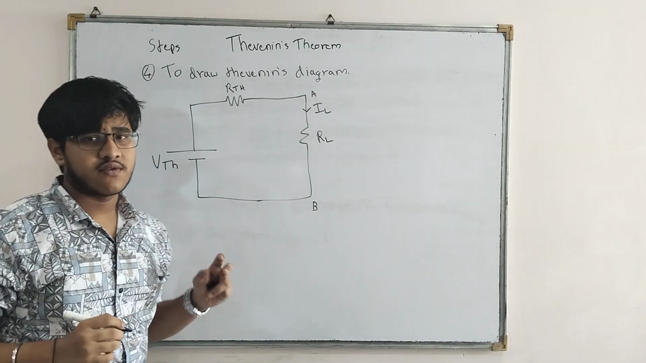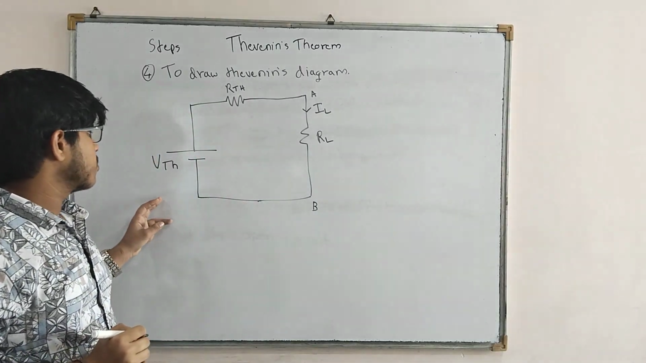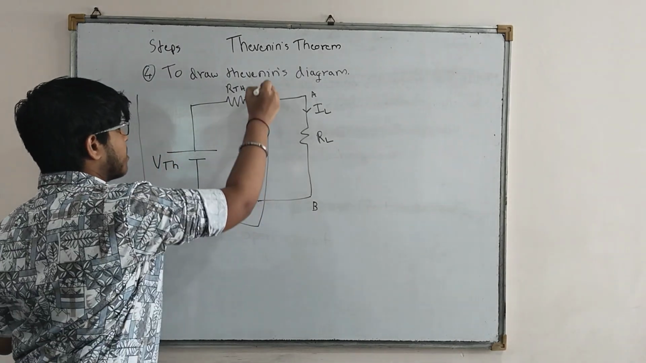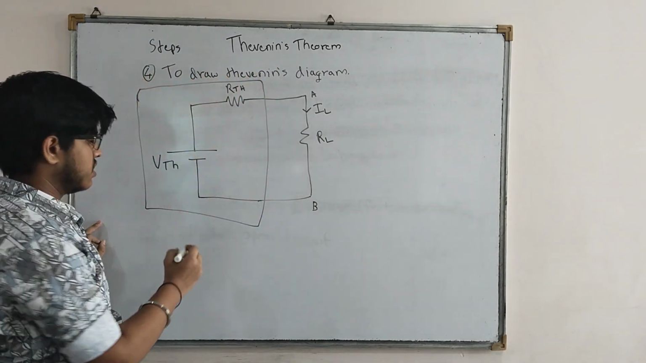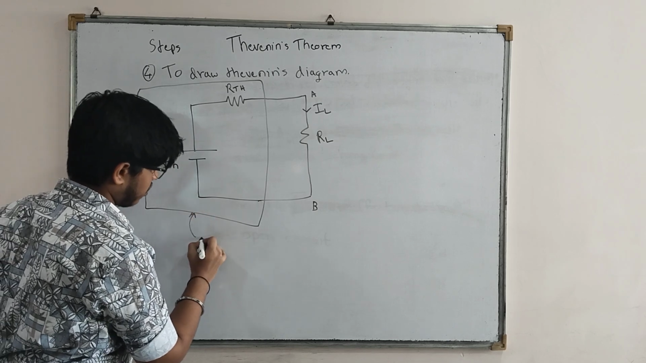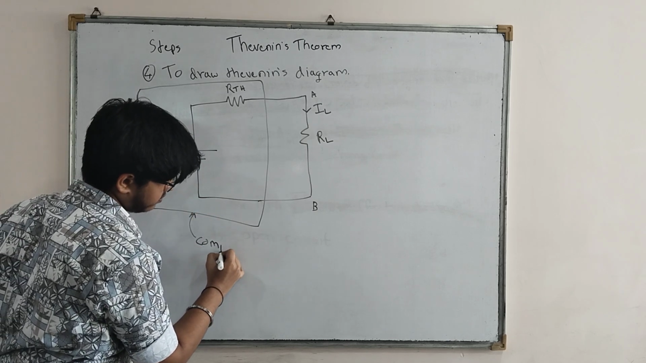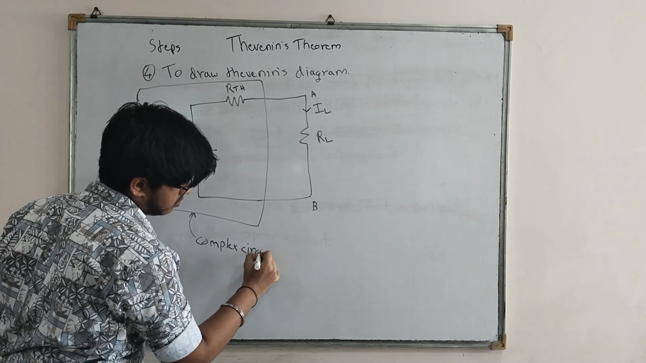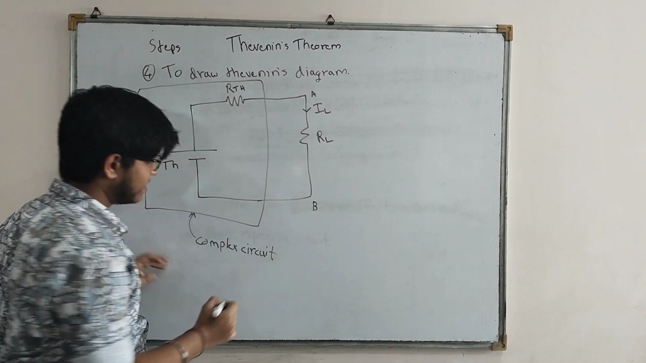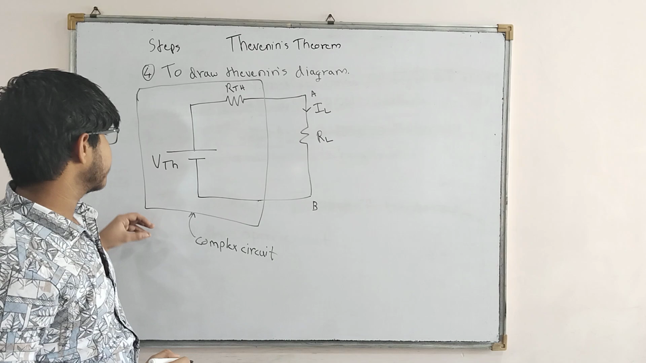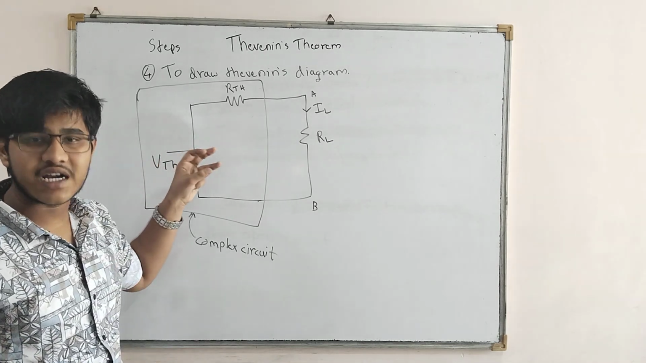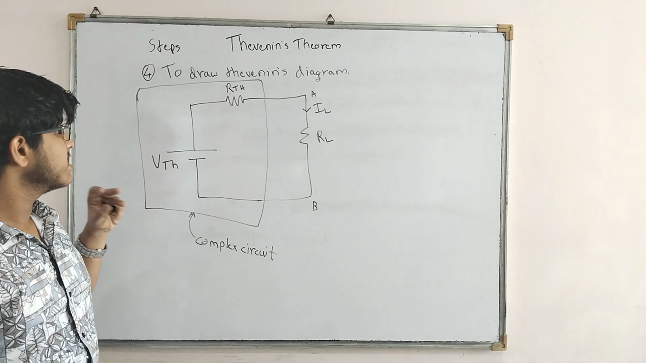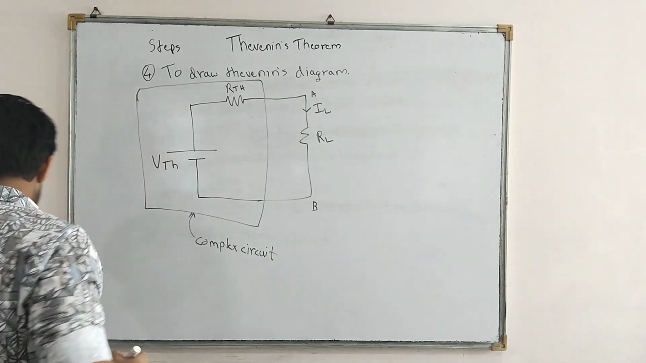So this is our Thevenin's diagram. So this is the part which consists of the complex circuit, and this only complex circuit we reduced it into a VTH and RTH. So this is a very important step while solving the question.